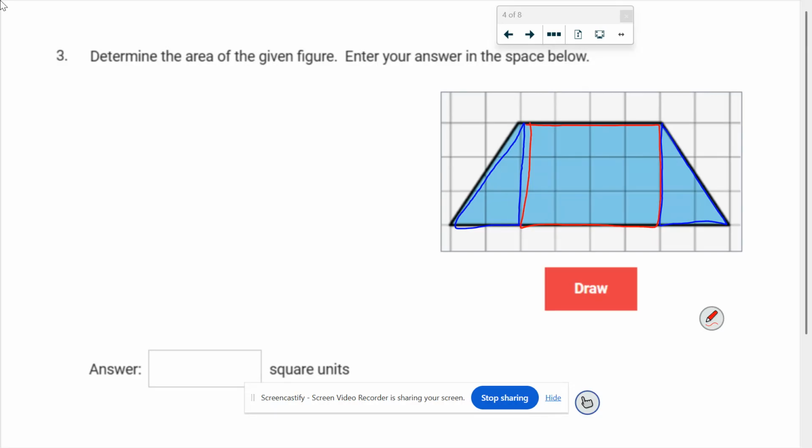First, let's find the area of the middle rectangle. We have 1, 2, 3, 4 times 1, 2, 3. That gives us an area of 12.